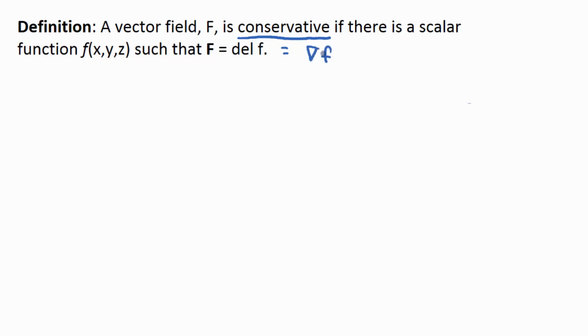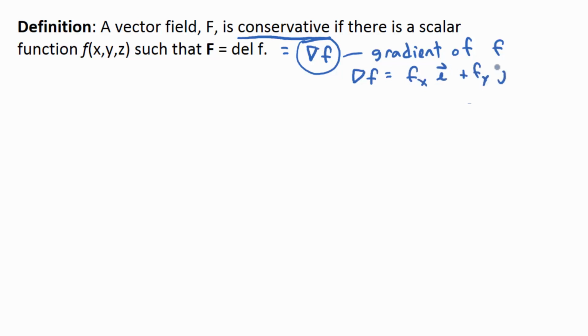Remember this symbolism? That's called the gradient of f. And del f, remember, is the partial with respect to x times i plus partial with respect to y times j plus partial with respect to z times k. Or if it's just two components, it would be f sub x i plus f sub y j.